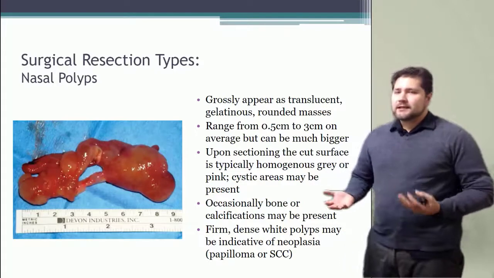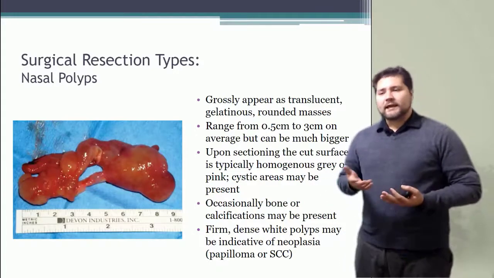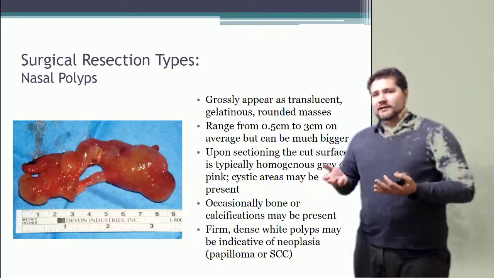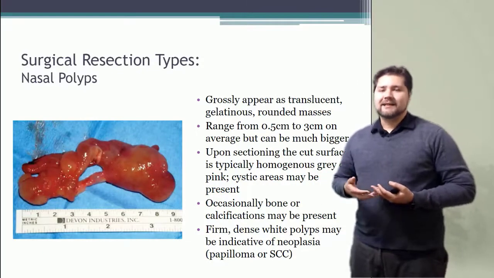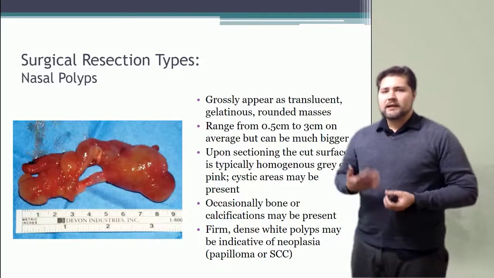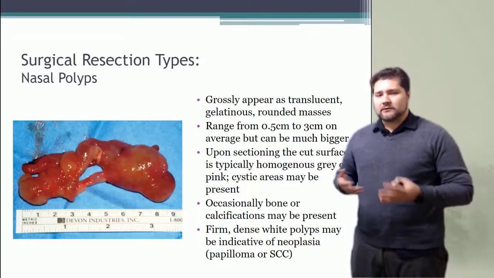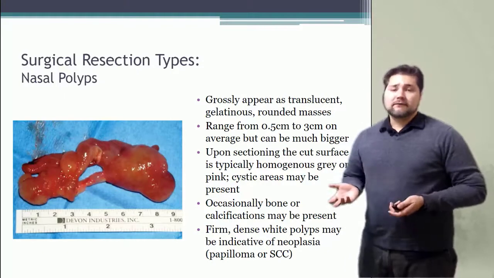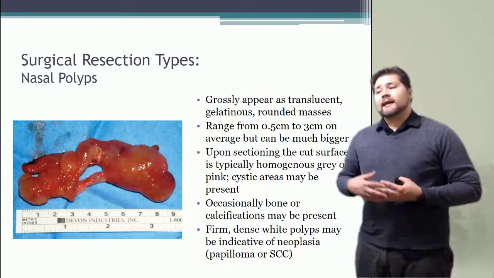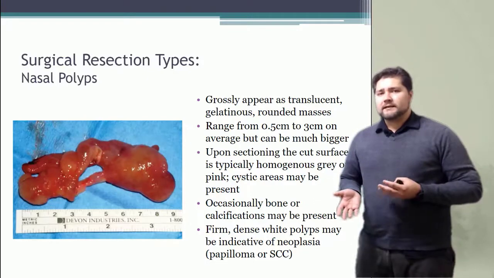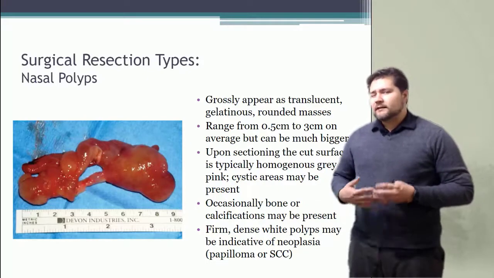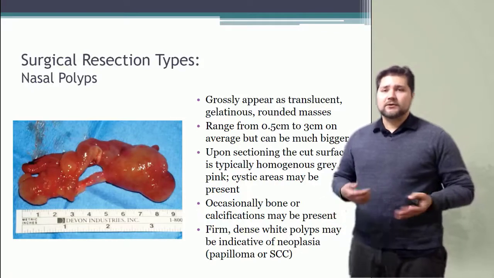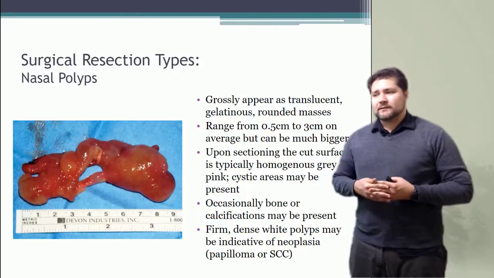Now what we're going to do is section these and look for a gray-white to gray-pink cut surface. It should also be kind of translucent, and potentially could be cystic. That's relatively common with these specimens. The things we do want to pay attention to are whether or not there are bone fragments or calcification deposits, just due to prolonged inflammatory responses. And if we see some firm white cut surfaces there, that's usually an indication of maybe a papilloma or potentially a carcinoma. And so those things should be sampled extensively.